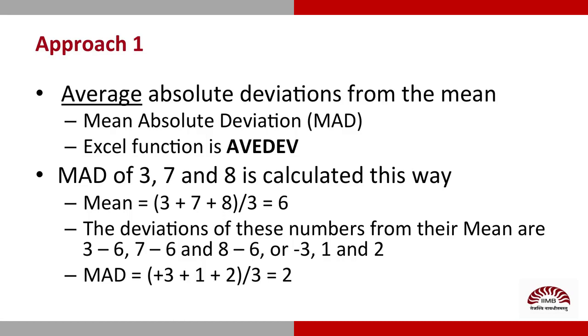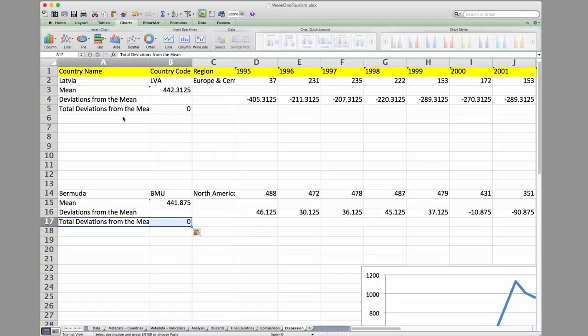How about we take the absolute values of these deviations? Absolutely, we will do that and then divide the sum of these absolute deviations by the number of years to get an average deviation. Now this is what is called mean absolute deviation, and it is in short form MAD. I like that. In Excel, there's even a function for this. It is AVEDEV. So let's get back here.